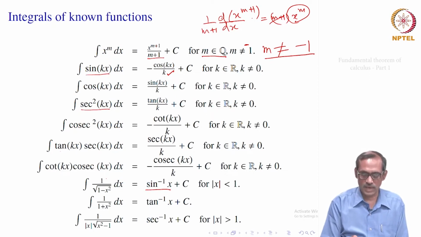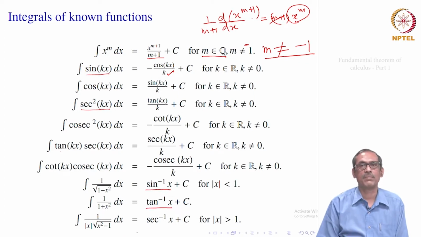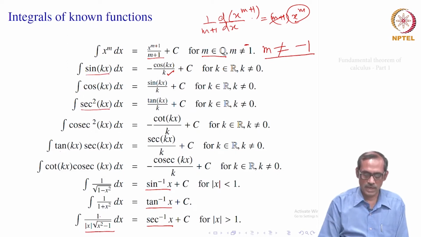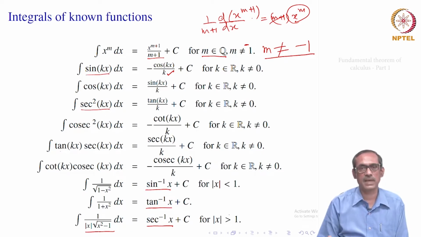At x equal to 1 this function is not defined. So, 1 divided by square root of 1 minus x square is defined for mod x not equal to 1, that is why this happens. Then similarly, tan inverse x has the derivative 1 by 1 plus x square. So, we write the indefinite integral of 1 by 1 plus x square dx equals tan inverse x plus c. Similarly, secant inverse x has the derivative 1 divided by mod x square root of x square minus 1, so its integral will be secant inverse x for mod x bigger than 1.